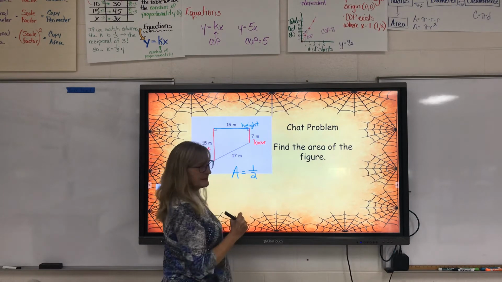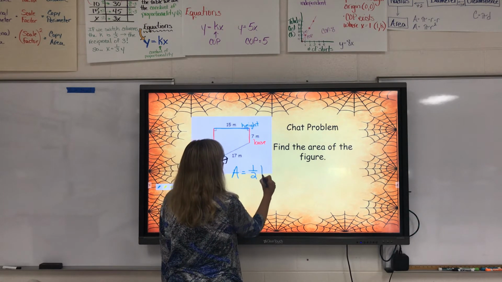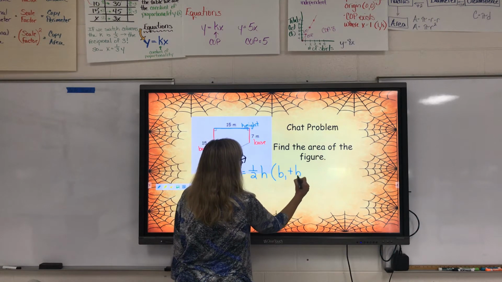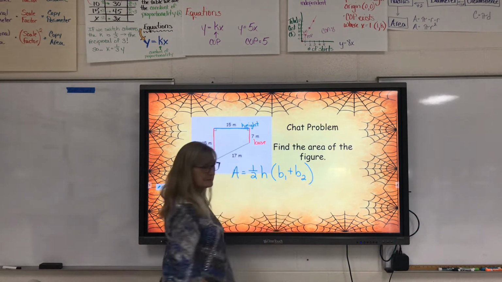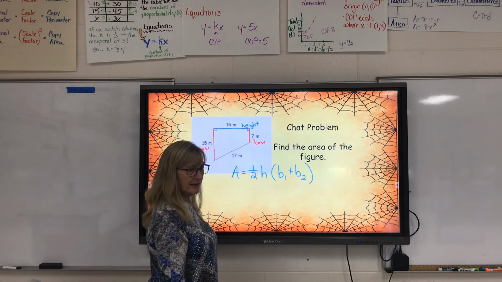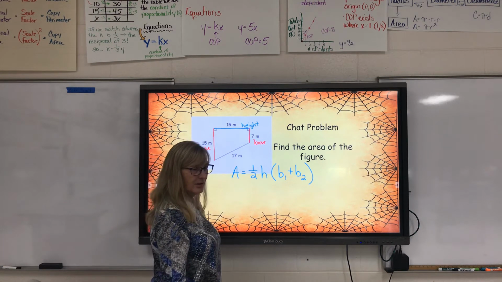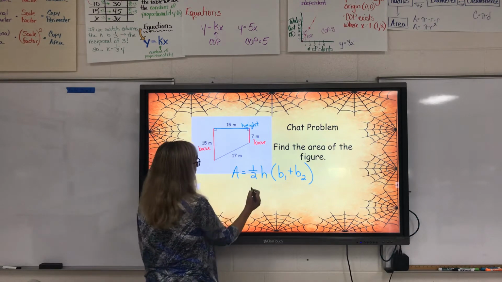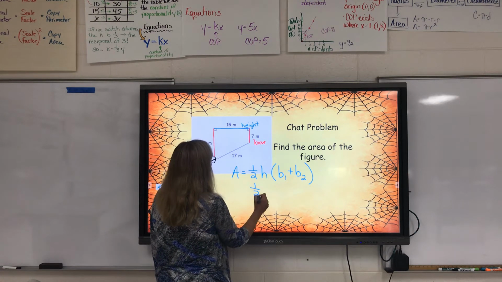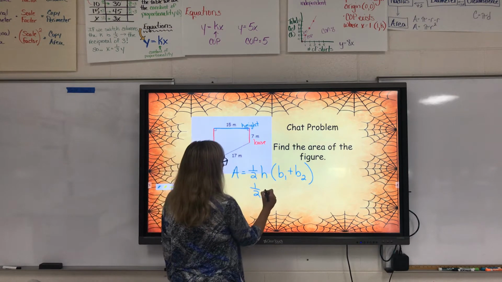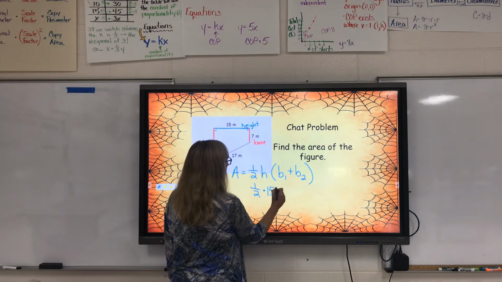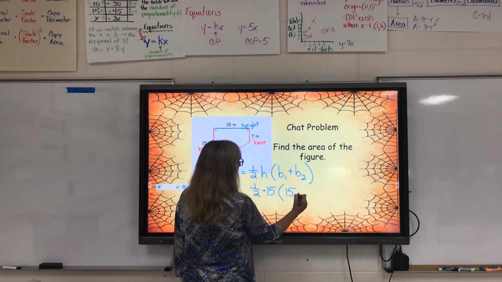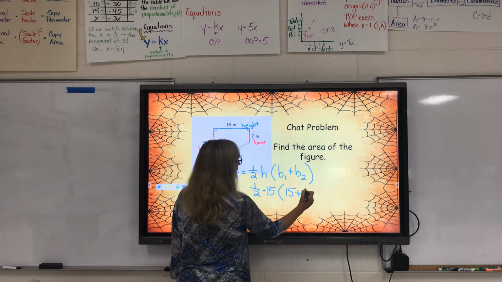Okay, you need to write this down. 1/2 times the height times the sum of the two bases. You need to write that down. You're going to need that on the benchmark next Tuesday. All right, so we have 1/2. You told me the height was 15. We figured out one of the bases was also 15, and the other base is 7.